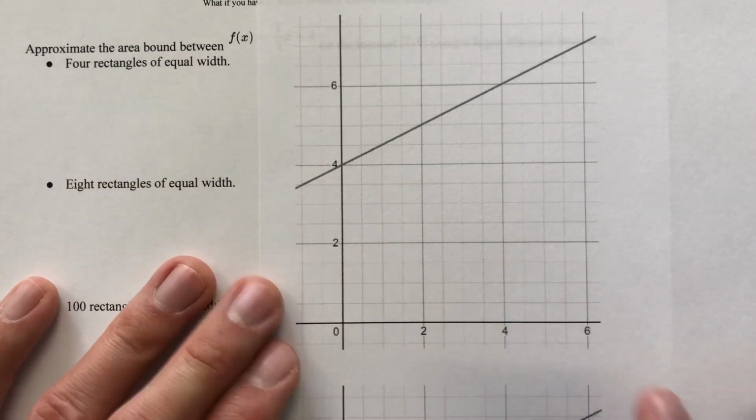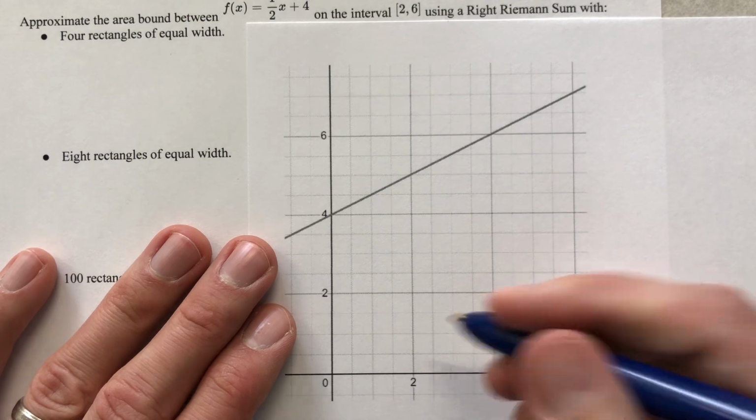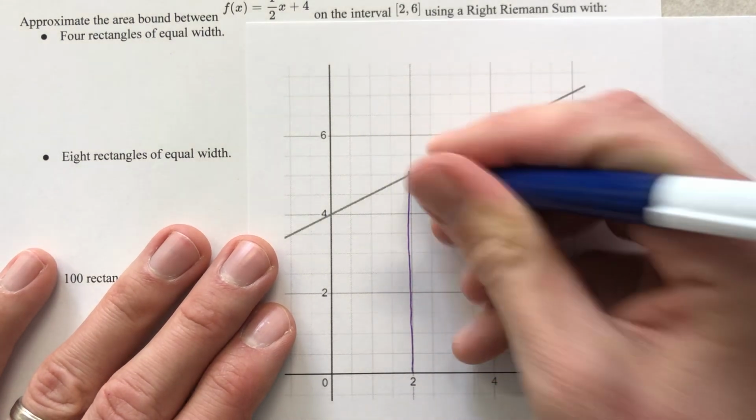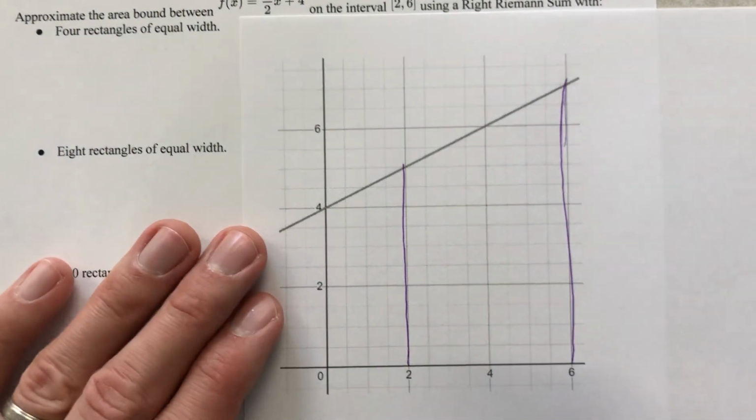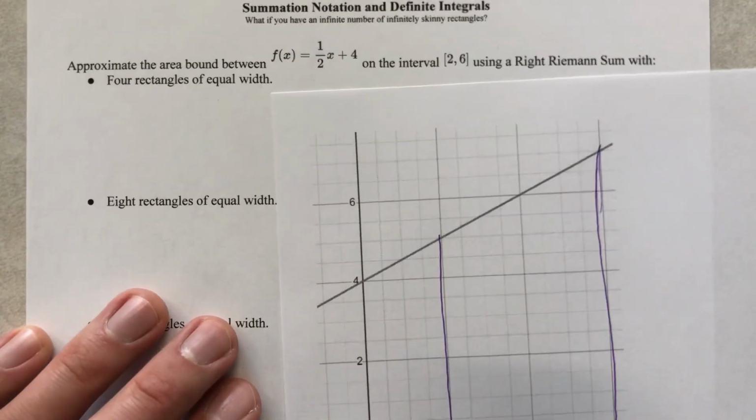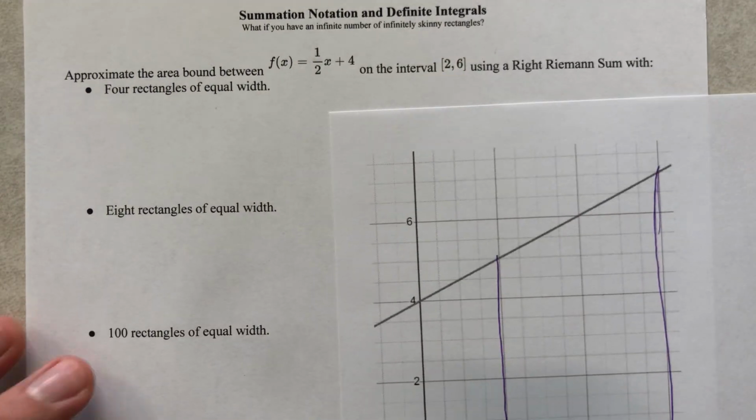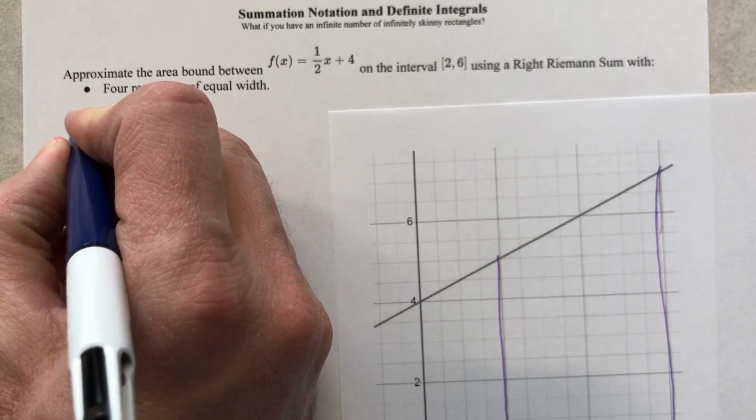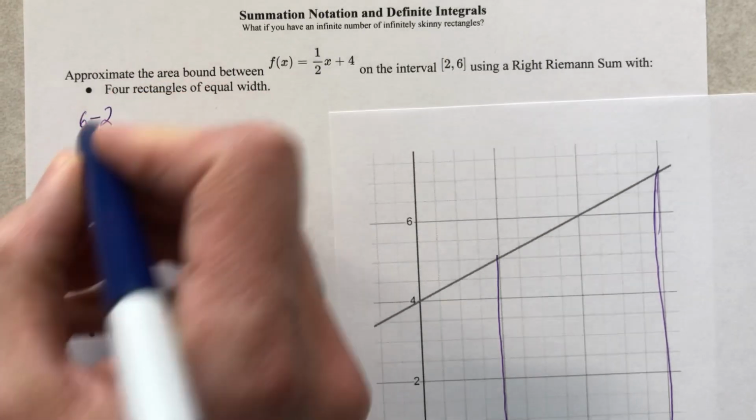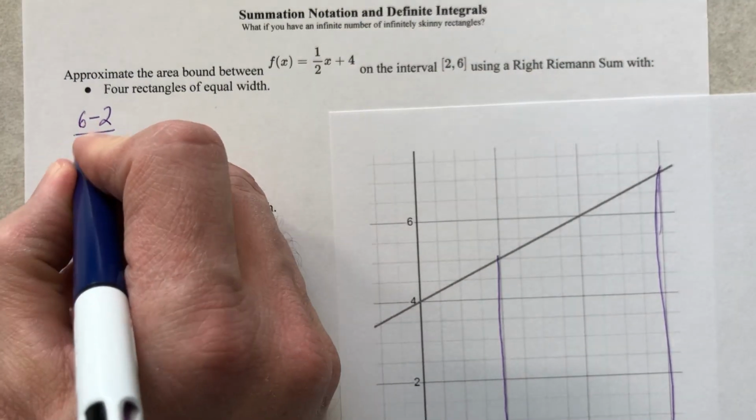So 4 rectangles of equal width from 2 to 6. So let's draw, first of all, let's go from 2 to 6. This is going to be very rough because I don't want to just spend my time coloring. I don't know why not. So if I had 4 rectangles of equal width on an interval from 2 to 6, let's use a formula that we have dealt with a little bit in the past. First of all, my interval width is, well, 4, which is fairly obvious, and I have 4 rectangles.